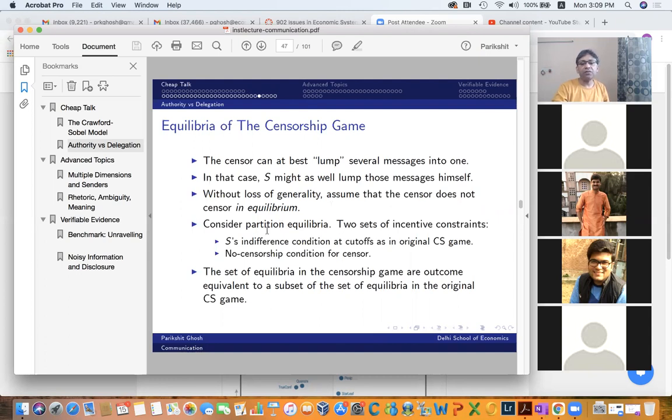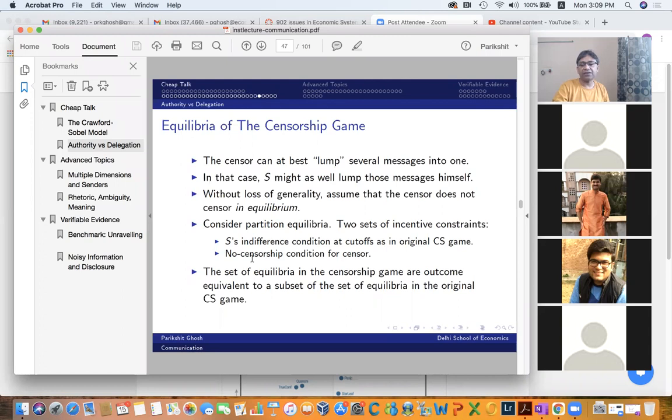So when we look at partition equilibria, essentially, there are two sets of incentive constraints. One is the standard one of the two-player game, right? The sender has to be indifferent at the cutoff points. If the sender himself is breaking it up into a number of intervals, then at each cutoff point, he has to be indifferent. That's one.